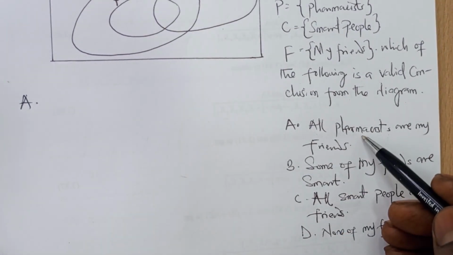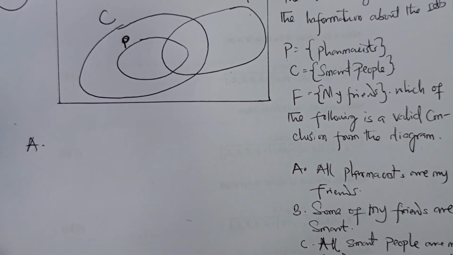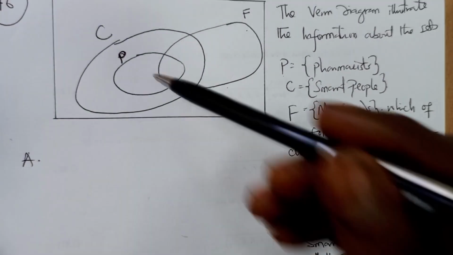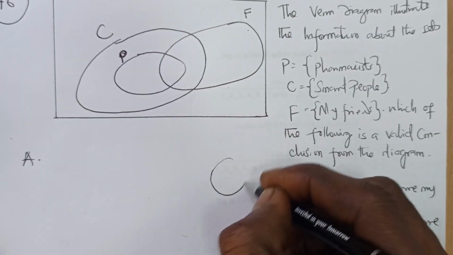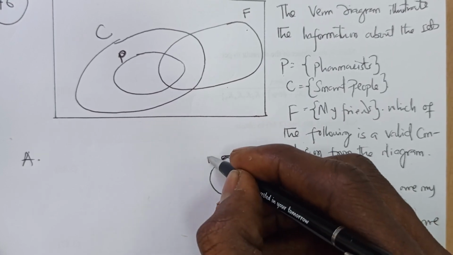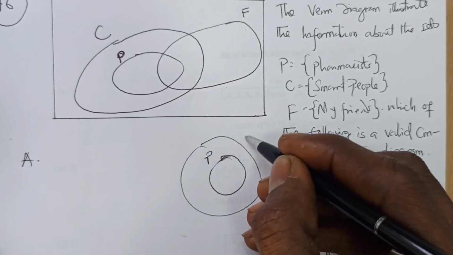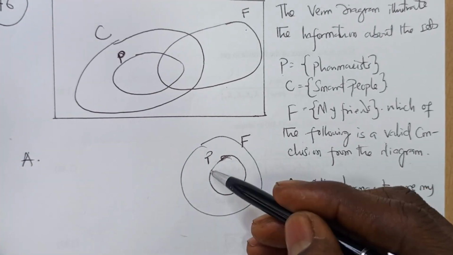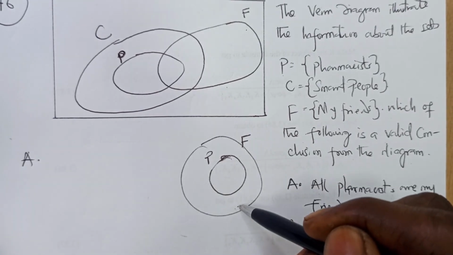The first option says all pharmacists are my friends. Now let's go back. They say all the pharmacists. Are all pharmacists contained in the friends? Let's assume we have the first one to be pharmacist, and this becomes friends. Now they said all pharmacists are my friends. Are all pharmacists contained in the friendship zone?